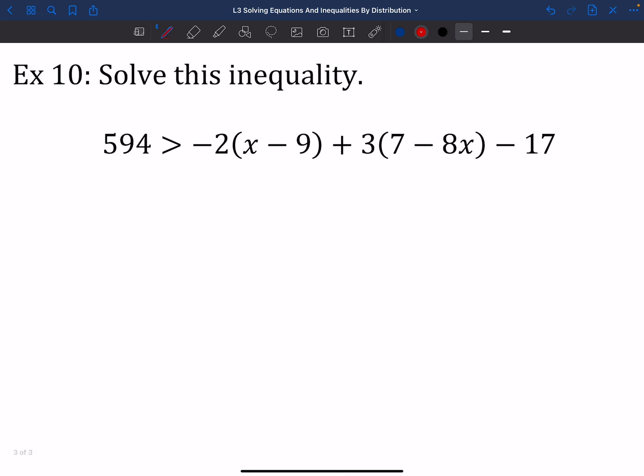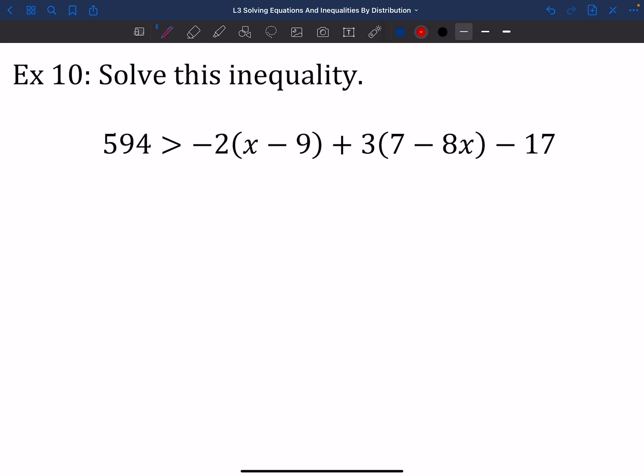So this one, oh man, this looks kind of gross. 594 is greater than -2 times (x - 9) plus 3 times (7 - 8x), and then minus 17. Holy moly.